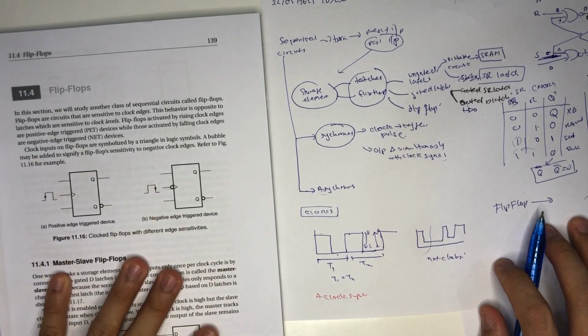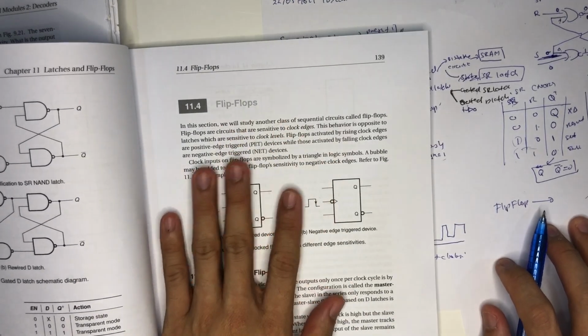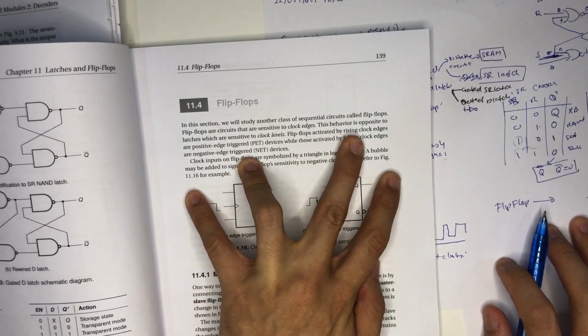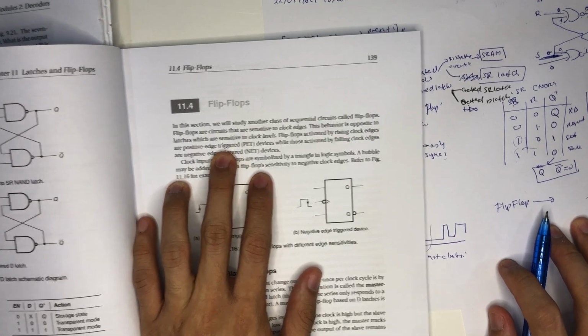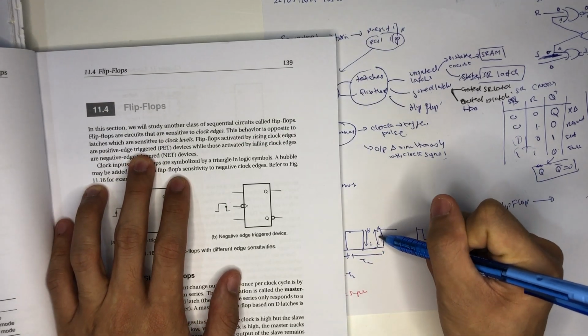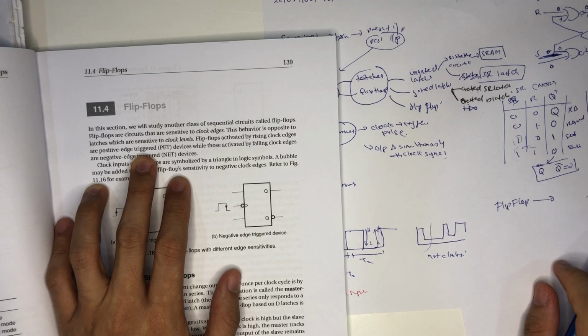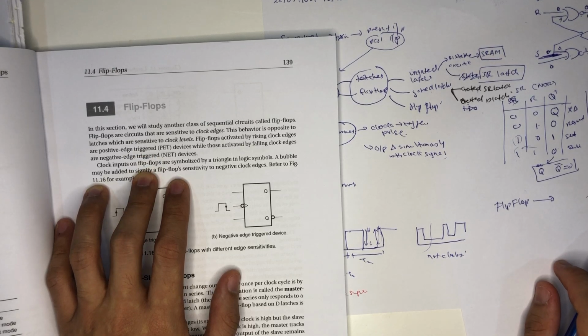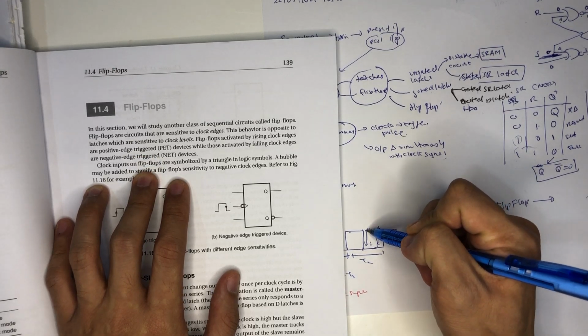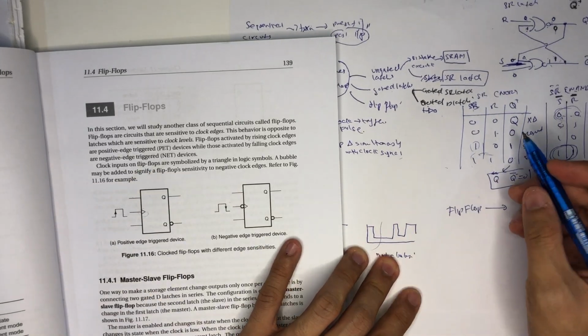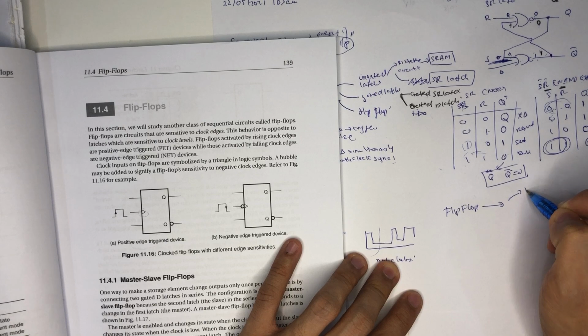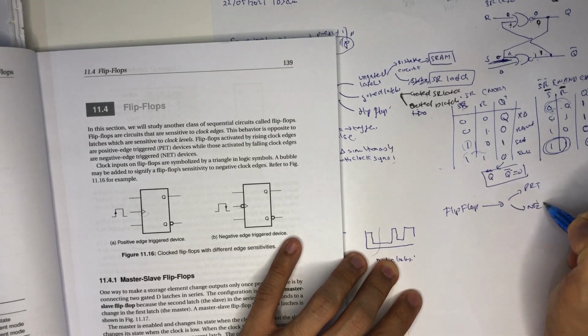Okay, for example, a flip-flop activated by a rising clock edge is a positive edge trigger, while those activated by falling clock edges are negative edge trigger, from here to here. So they have 2 operations. For flip-flop, we have PET, positive edge trigger, and we have negative edge trigger.